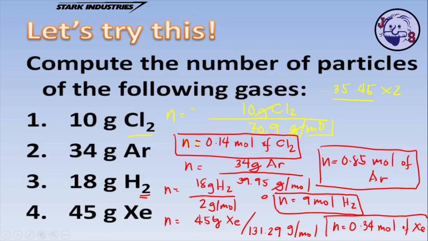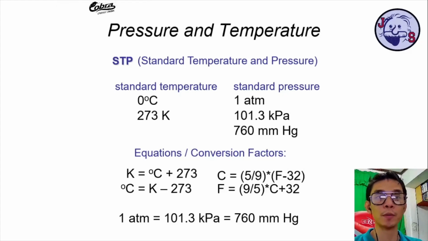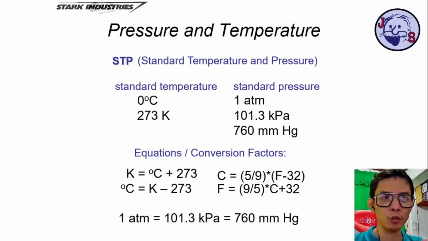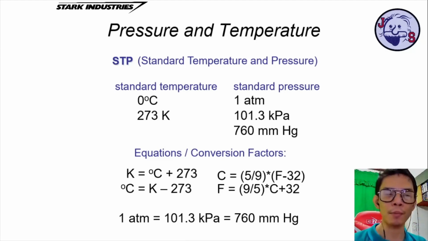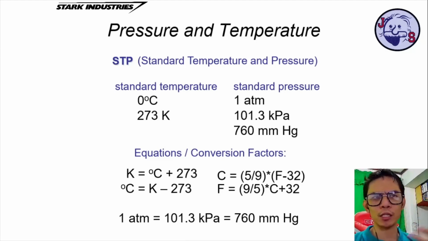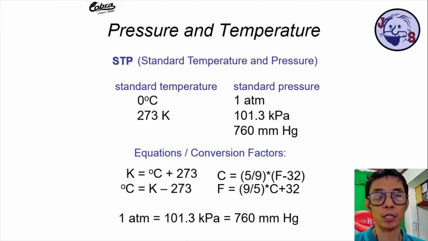Now that you know the different measurable properties of gas, let's take a look at the standard temperature and pressure. We will be able to use this in our discussion of the gas laws in the next episode. So what is standard temperature and pressure? These are constants.